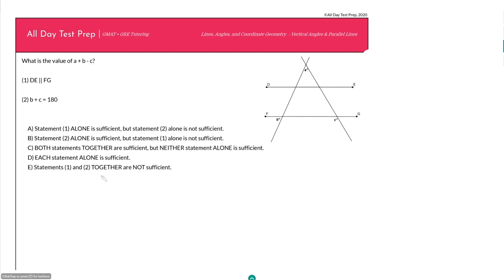So statement 1, lo and behold, says DE is parallel. This is the symbol for parallel lines. DE is parallel to FG. And so I might redraw this diagram down here.